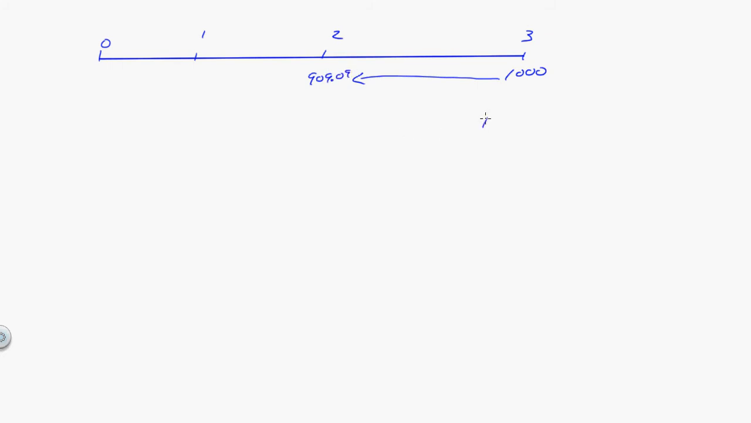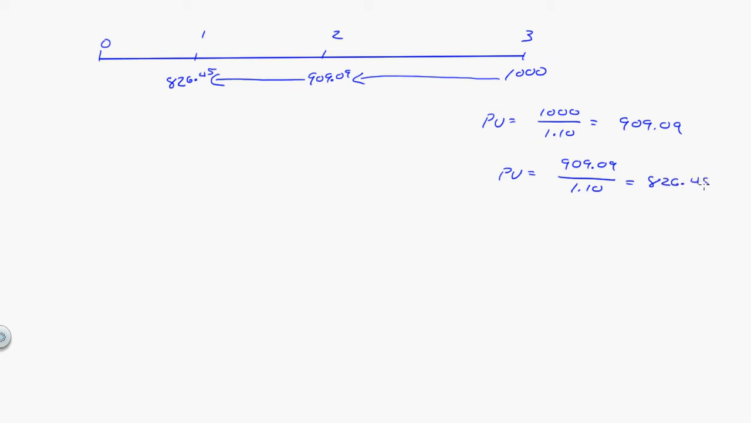Because what did I do? I said the present value is equal to the future value divided by 1.10, which is 909.09. If I'm taking this back 1 more year, that's going to be worth 826.45. And now I can say the present value is equal to the future value of 909.09 divided by 1.10, which is 826.45.